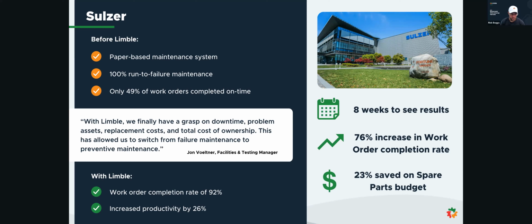John, their facilities and testing manager at Solzer, said, with Limbo, we finally have a grasp on downtime, problem assets, replacement costs, the total cost of ownership of that asset. And this has allowed us to switch from run to failure maintenance to preventative maintenance. So within 2 weeks of implementing Limbo, they had uploaded all of their assets and work orders into the system. And after 2 months with Limbo, Solzer's work order completion rate rose by 76%. And so now 92% of their work orders are completed on time. And they've been able to increase their overall productivity by 23% or 26%.